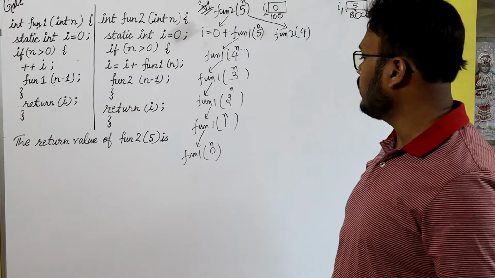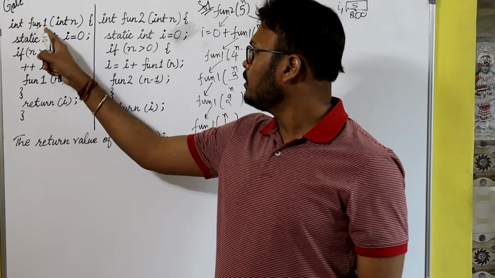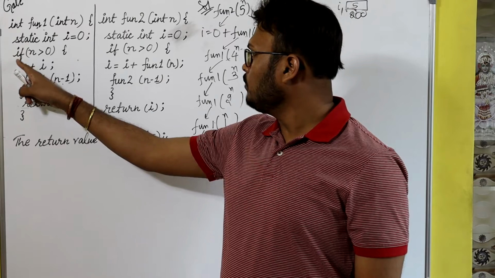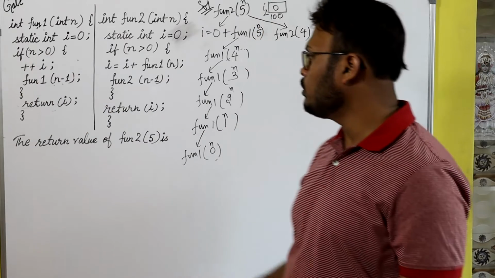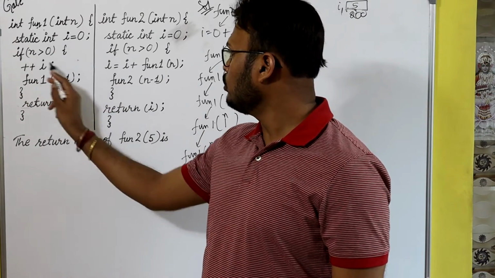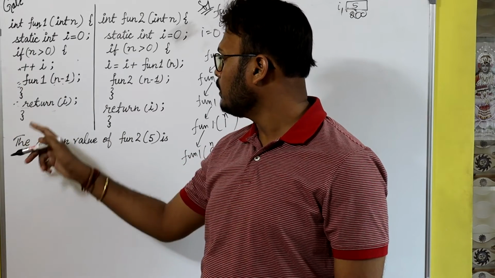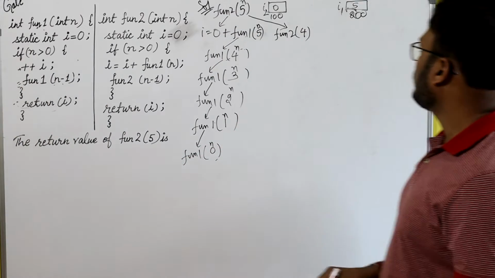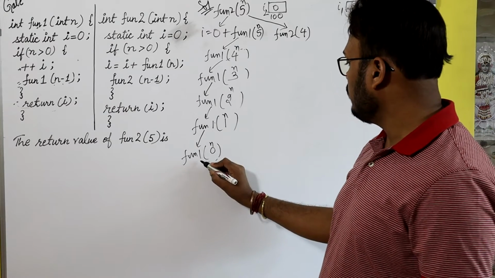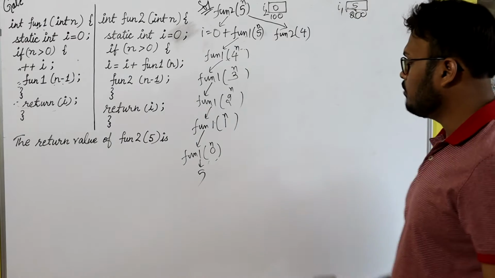So the value of n is 0 here. So in fun1 int n, the value of n is 0. So again, if 0 greater than 0, no, 0 is not greater than 0. So it means this condition is false. So don't execute these two statements. Directly come here, so return of I. The value of I will be returned here. It means 5 will be returned.